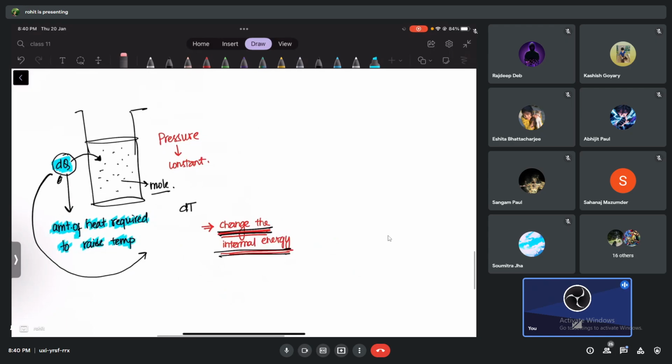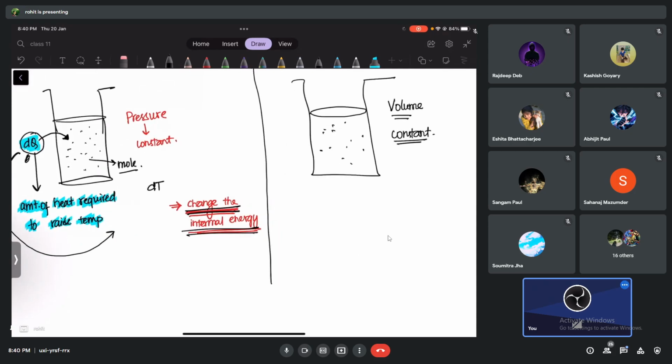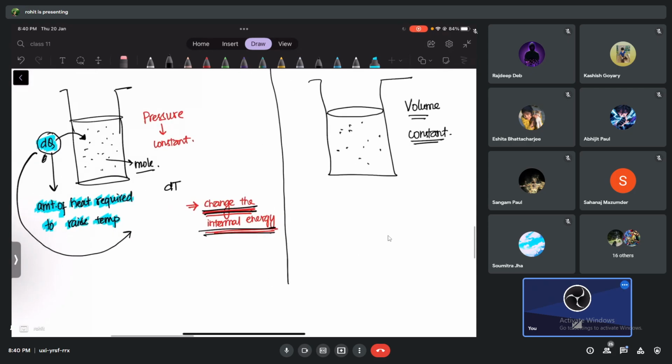But this was under constant pressure. You are doing this. So let me just go to another thing now. Say, I take the same gas. But now don't forget, I'm going to keep what constant, guys, now? Volume constant. I'm going to keep the volume constant. Now it is again 1 mole of a gas. The same thing, same idea, not different.